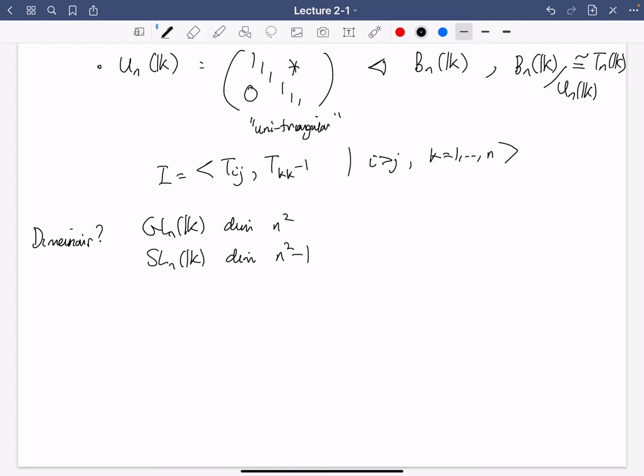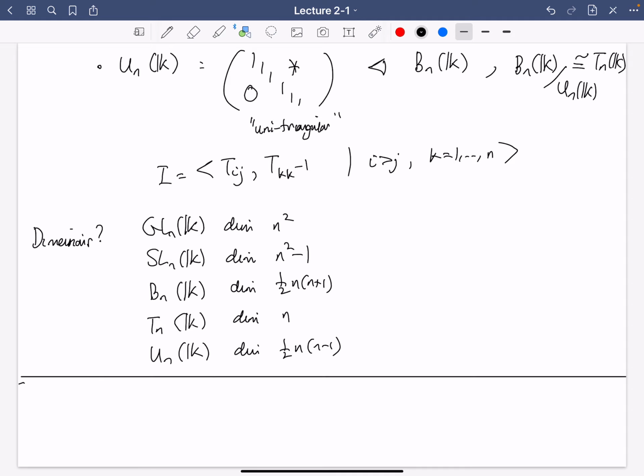And let's see, what else did I have there? I had B_n of K, upper triangular matrices, that's going to have dimension n(n+1)/2. T_n of K will have dimension n, and U_n of K will have dimension n(n-1)/2. Those are all just pretty common sense things. You can just visibly see the number of parameters in each of those groups, which gives this dimension in these easy examples.